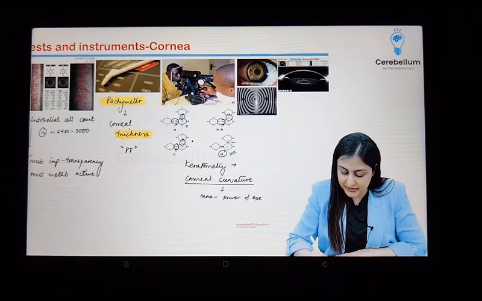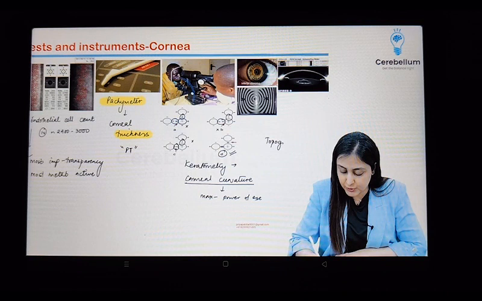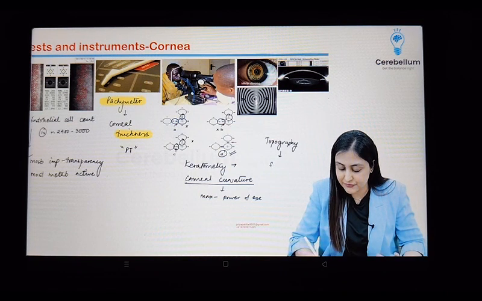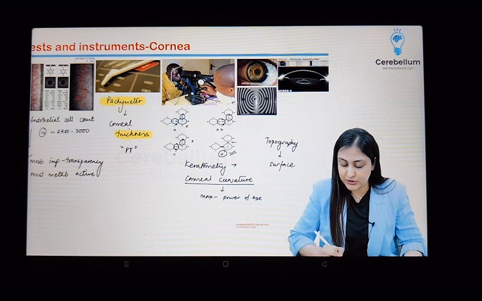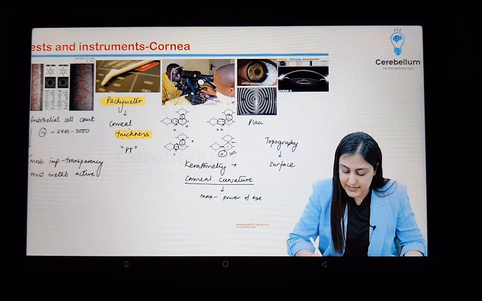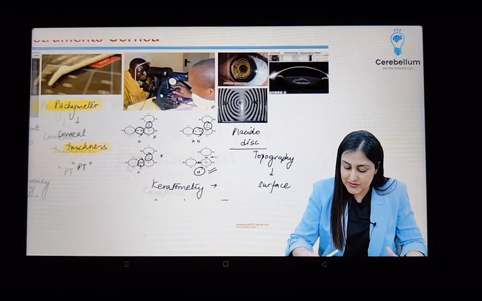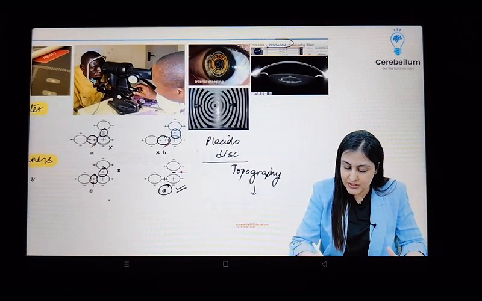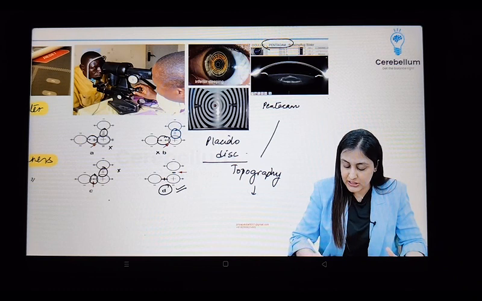Finally, what we are doing here is known as topography. Corneal topography, meaning we are seeing the surface of the cornea. For this, we have 2 things that can be done. This is known as a Placido disc. Right, not placebo, but Placido disc. And what you are seeing here is a pentacam. This is the gold standard. So pentacam is better at measuring the corneal surface.